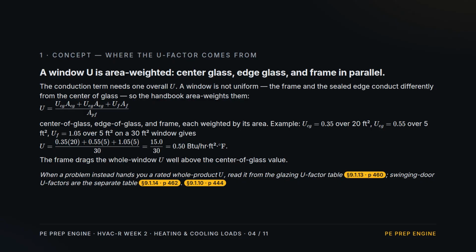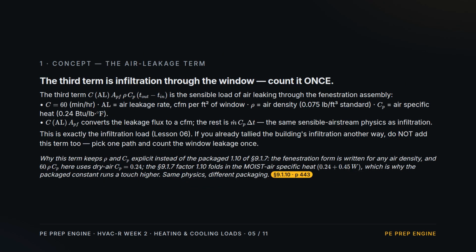Concept 3. Where the U factor comes from. A window isn't uniform. The frame and the sealed glass edge conduct more than the center of the glass. So the handbook area weights the 3. Center glass, edge glass, and frame, each by its area, over the projected area. In the example, the frame pulls the whole window value up to 0.50, well above the center of glass 0.35. If a problem instead gives you a rated product U, you'd read it straight from the glazing table, with a separate table for doors.